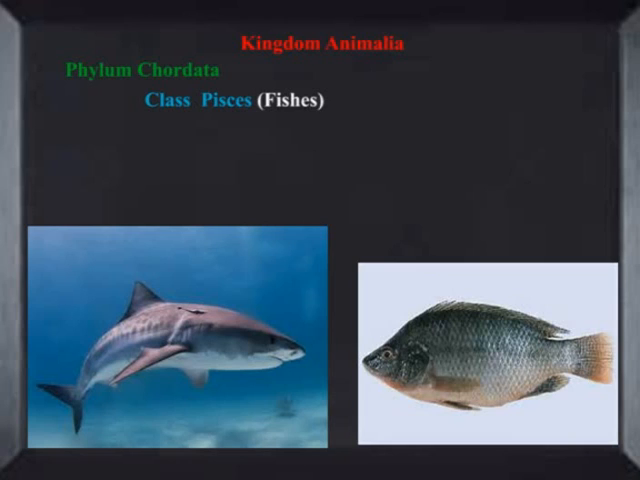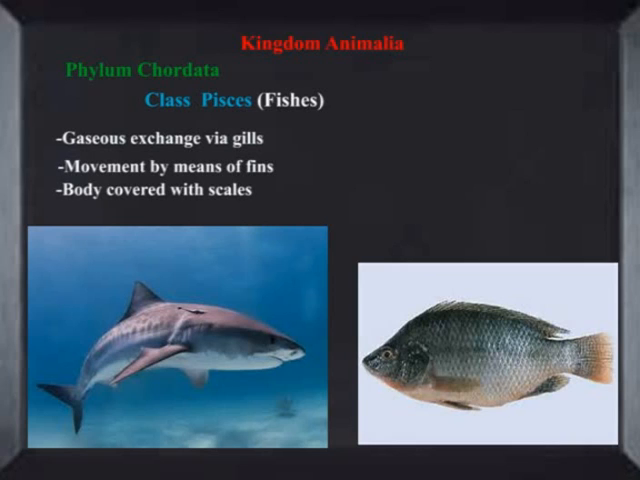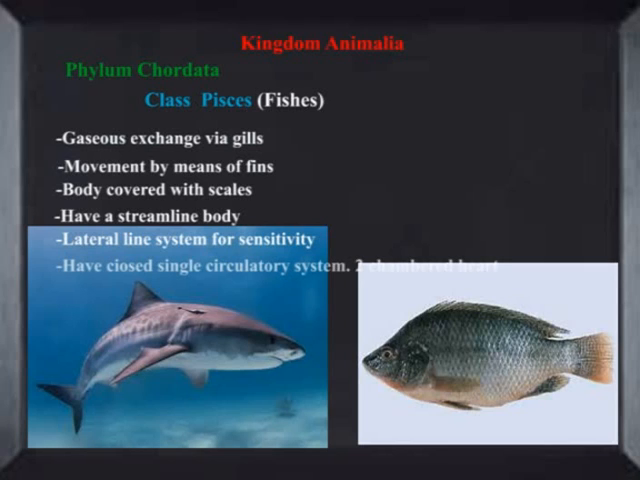General characteristics. Fishes have gills for gaseous exchange in water. Movement is by means of fins. Their bodies are covered by scales and they have a streamlined body. They possess a lateral line system for sensitivity. Their heart consists of two main chambers, the auricle and ventricle, with a single closed circulatory system.